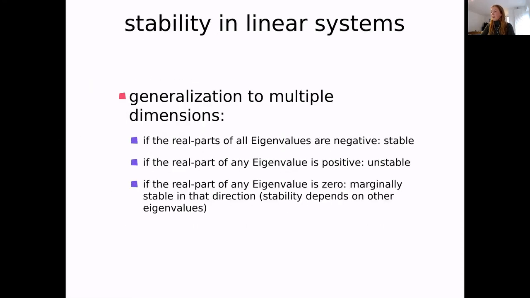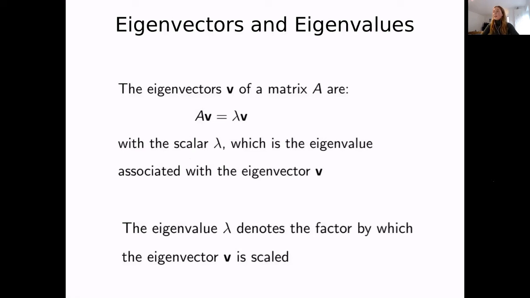But first, we have a short recap on eigenvalues. I think this is not covered in school, so probably this is new to you. If this is the case, it's probably worth looking this up. But for now, just accept that eigenvectors, so a vector V of any matrix A, are those vectors that obey this equation. So the matrix times this vector equals some scalar times this vector.